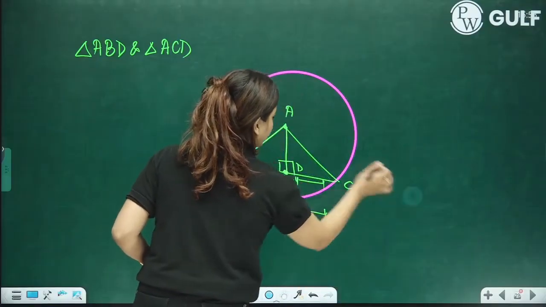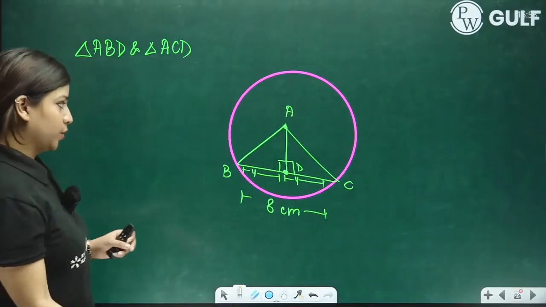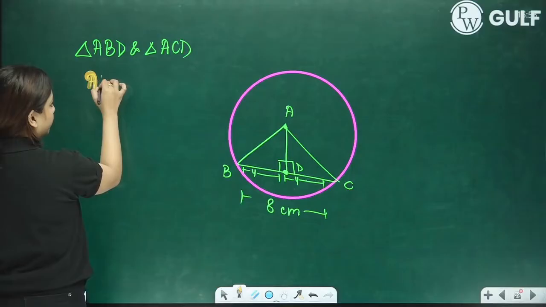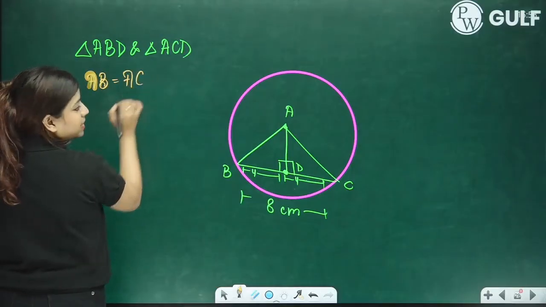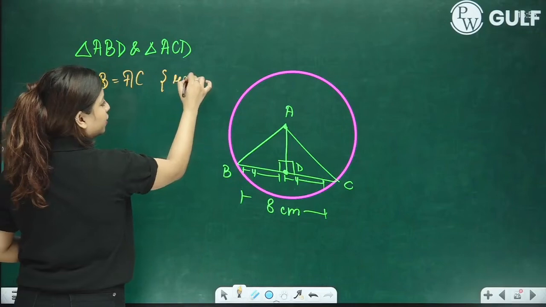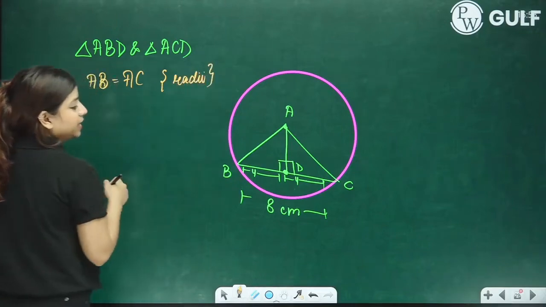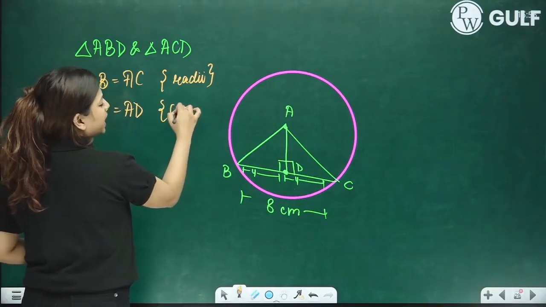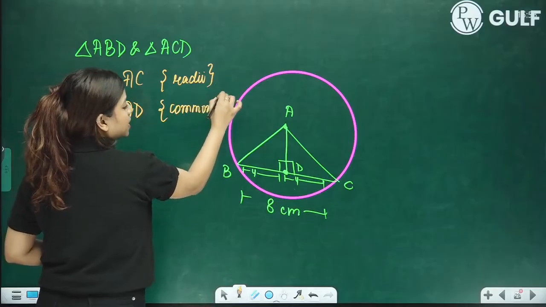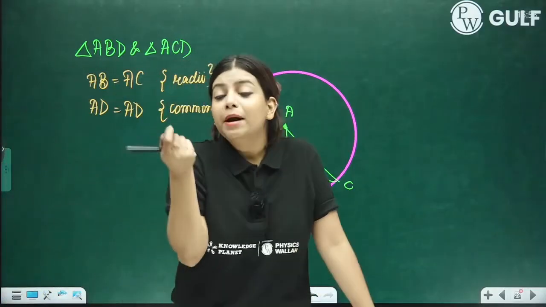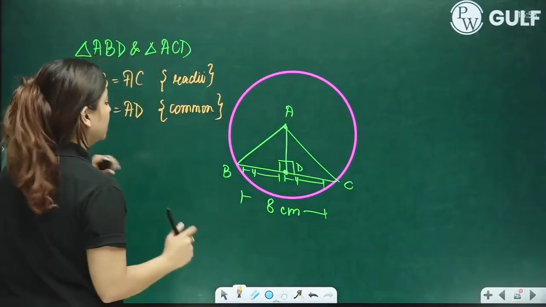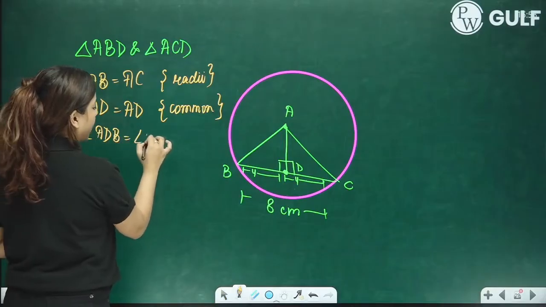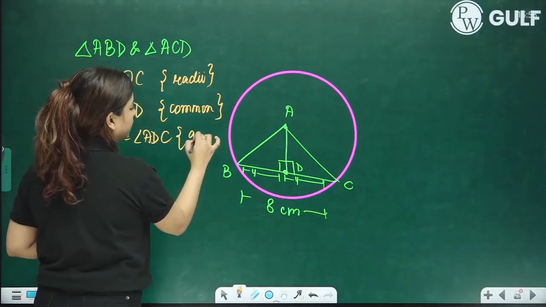Now we have to prove congruency again. First of all, we can say that AB is equal to AC. Why? Because these are again the radii of the circle. The second thing is AD is equal to AD, students, because the side AD is common in both triangles. Third, since we have drawn a perpendicular, that is 90 degrees, angle ADB is equal to angle ADC, 90 degrees each.